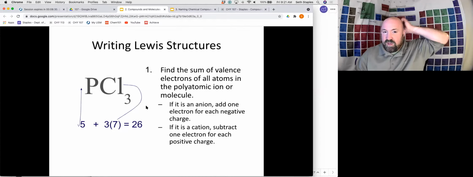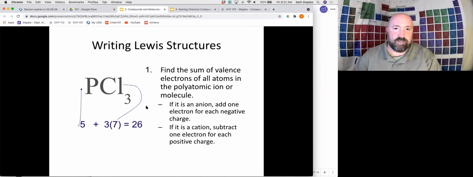And so how do we write Lewis structures? To write a Lewis structure for various compounds, you want to follow this very systematic and stepwise plan. The first thing to do is to identify the number of valence electrons total in the whole compound.